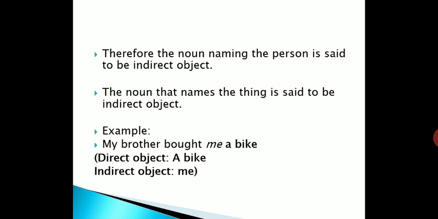Therefore, the noun naming the person is said to be indirect object. The noun that names the thing is said to be direct object. Another example, my brother bought me a bike. Here, direct object is a bike and indirect object is me.